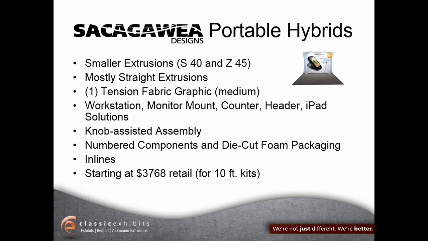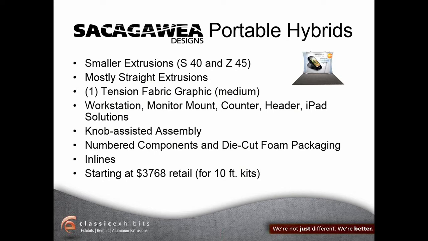So a SACAGAWEA portable, what makes it? It's a smaller extrusion. It's mostly straight extrusions, and I said straight extrusions are cheaper than curved. It has one tension fabric graphic if we're looking at a 10 by 10, which is kind of a medium size. It's not 8 feet, it's about 7 feet. Accessories include things like workstations and monitor mounts.